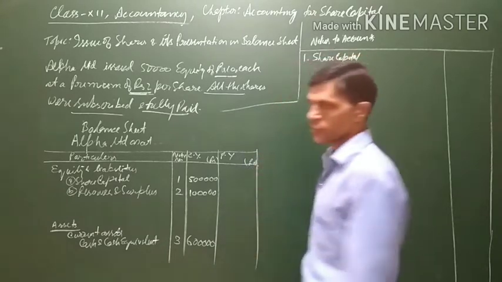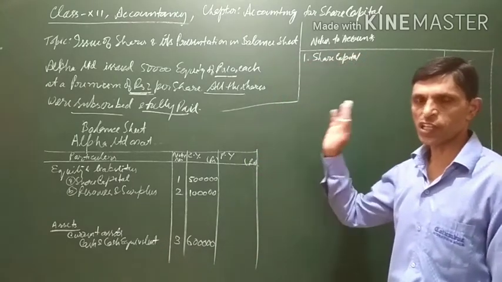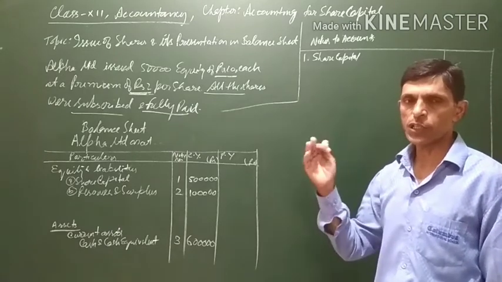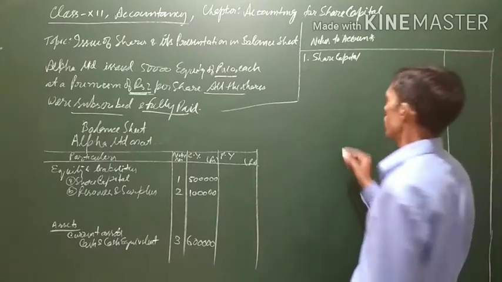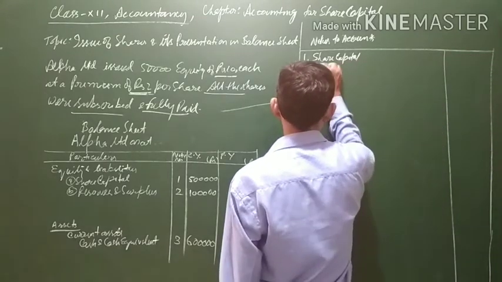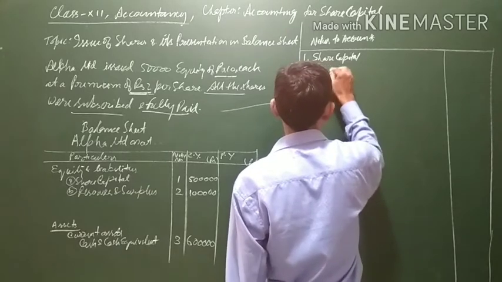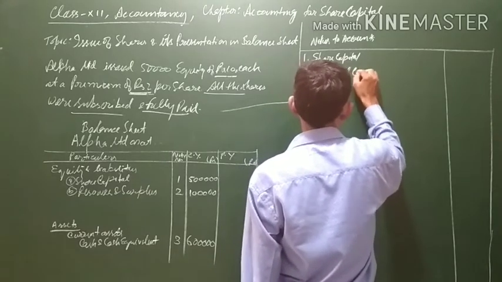Under share capital, the various things which are mentioned are the authorized capital, issued capital, subscribed but not paid, and subscribed and fully paid. All these things are mentioned. We will be writing one by one. First of all, it is mentioned as authorized capital.